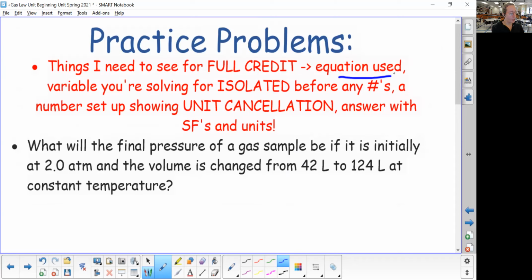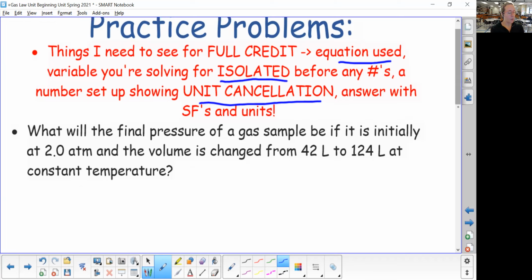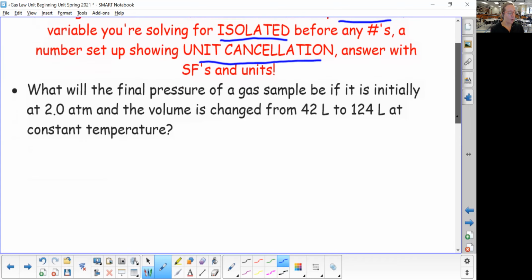I do need to see the variable that you're solving for isolated before you put any numbers into the equation, because I do want to see unit cancellation in an answer with sig figs and units. A lot of students don't like to do this. They like to put the numbers in and leave the variable they're solving for on one side of the equation, and then they just give me the answer, and they're not really showing me the skill of dimensional analysis and rearranging an equation algebraically. So just to emphasize again what I'm looking for with a problem like this.